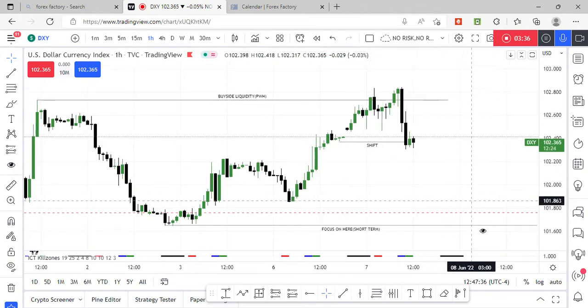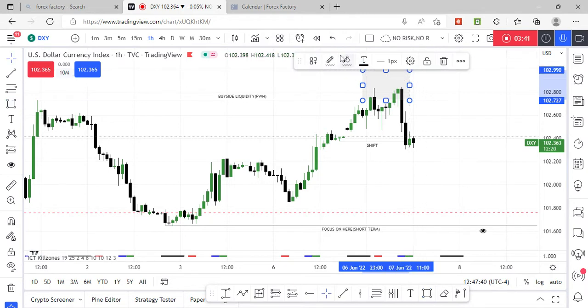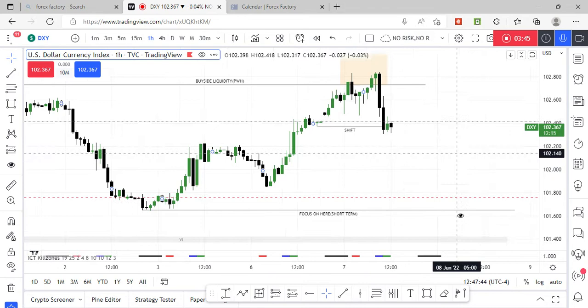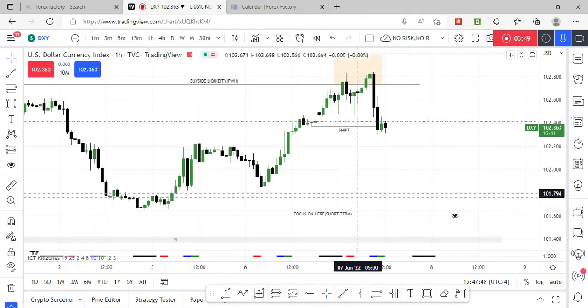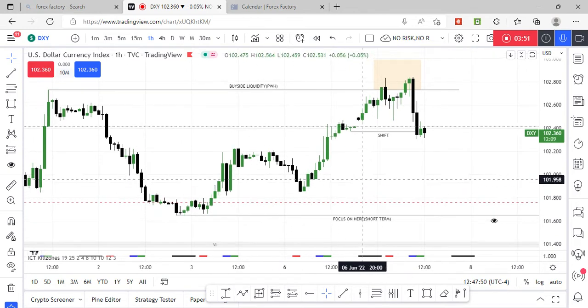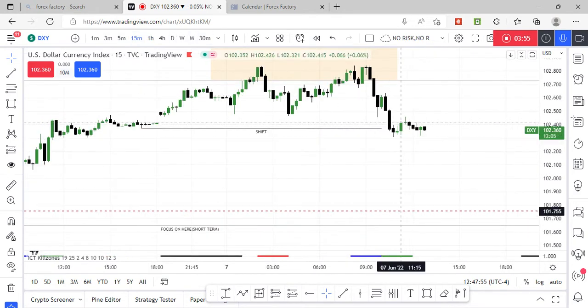Here are these stops, that is liquidity pools. In other words, these are liquidity pools. So our next draw on liquidity is at this low and this low. Let me show you the 30-minute chart.